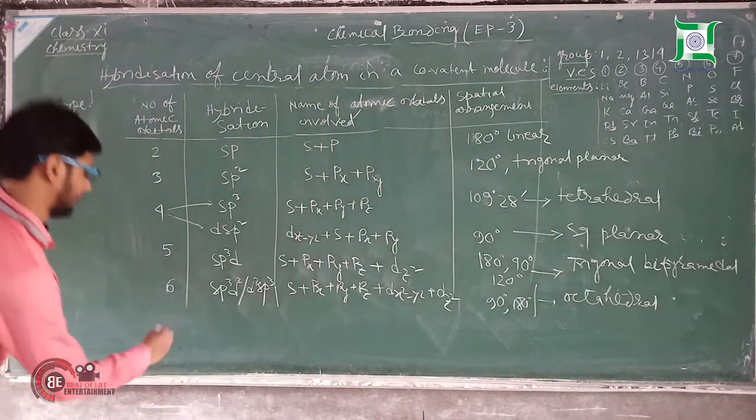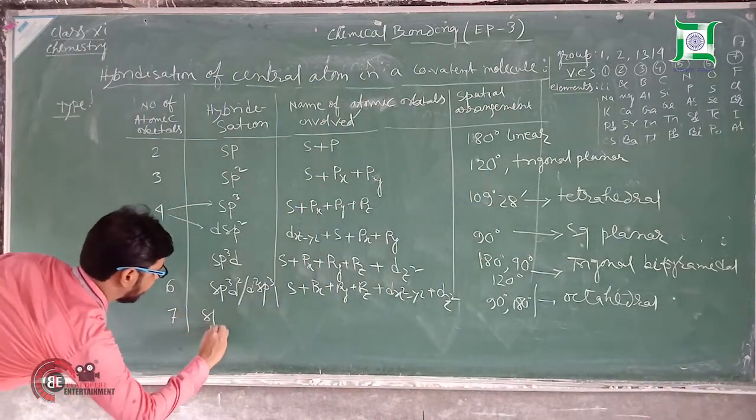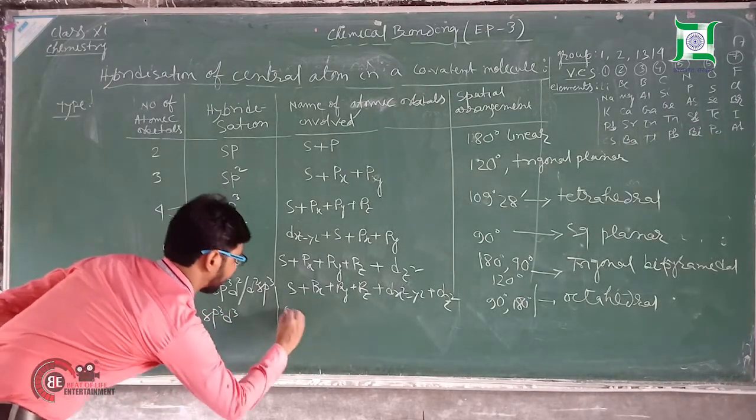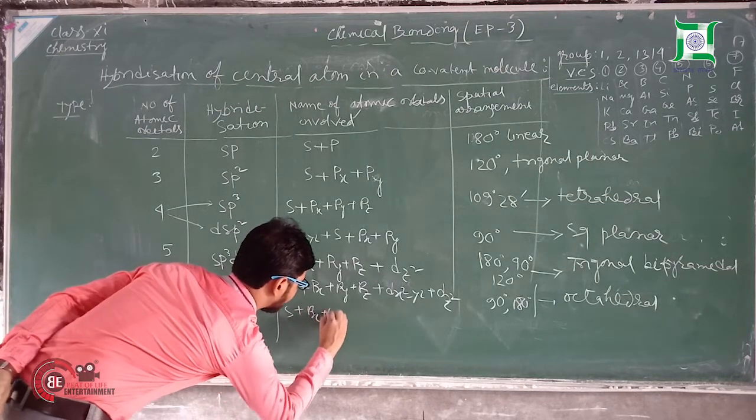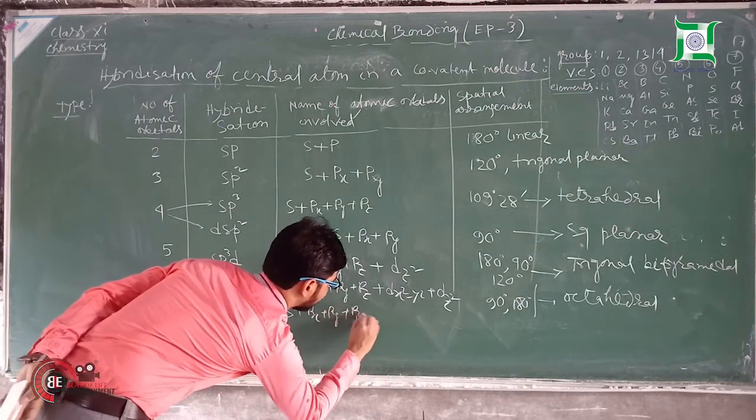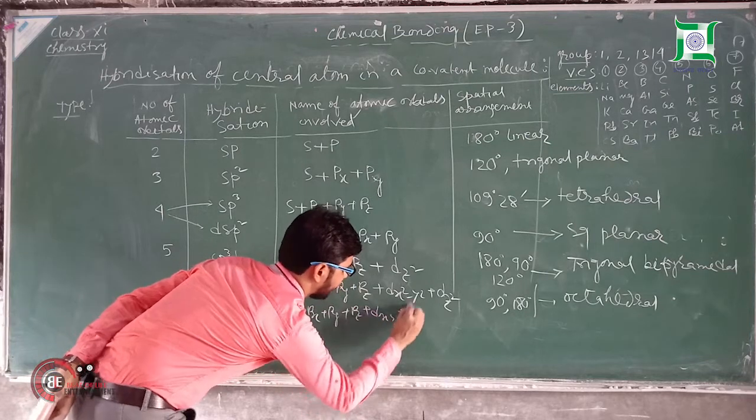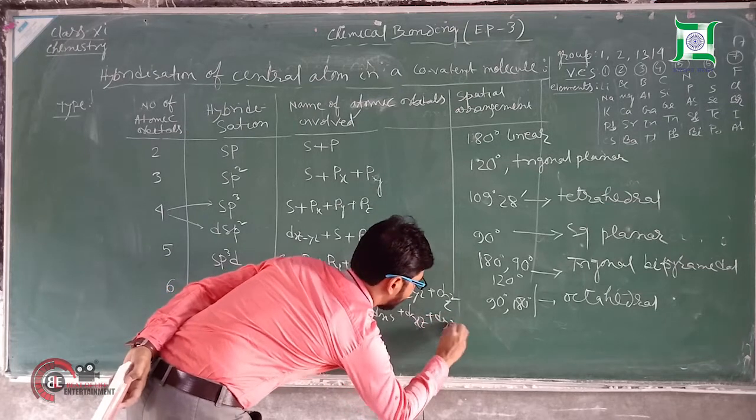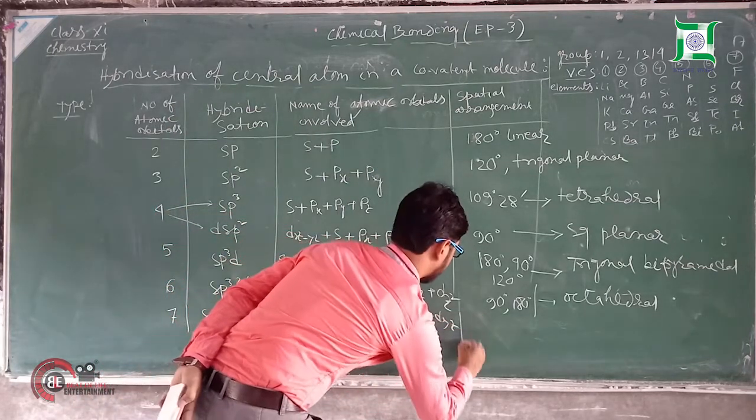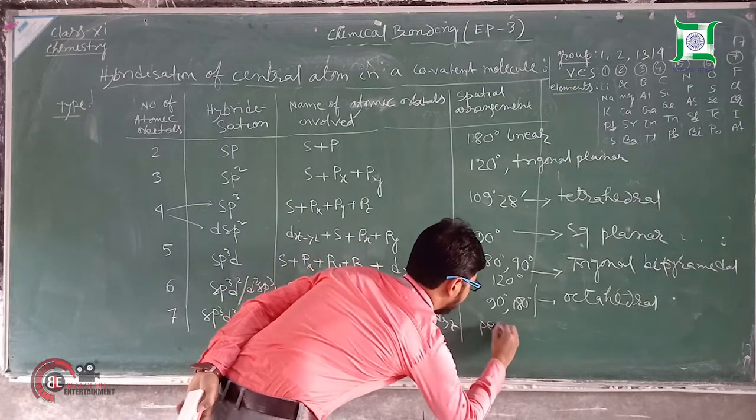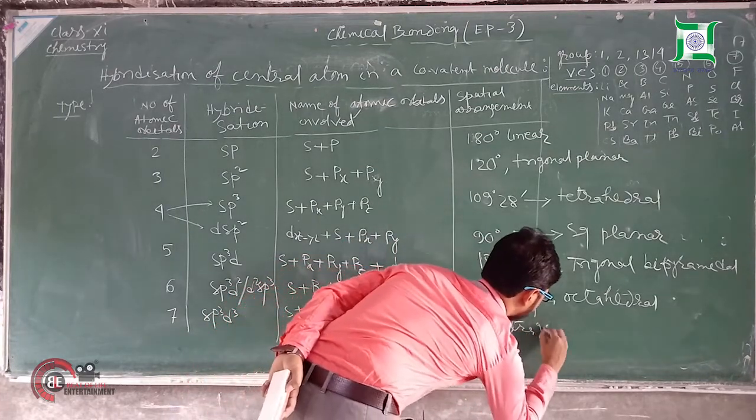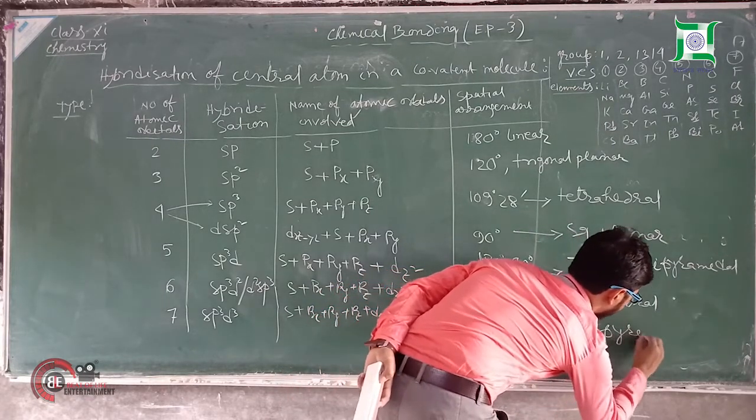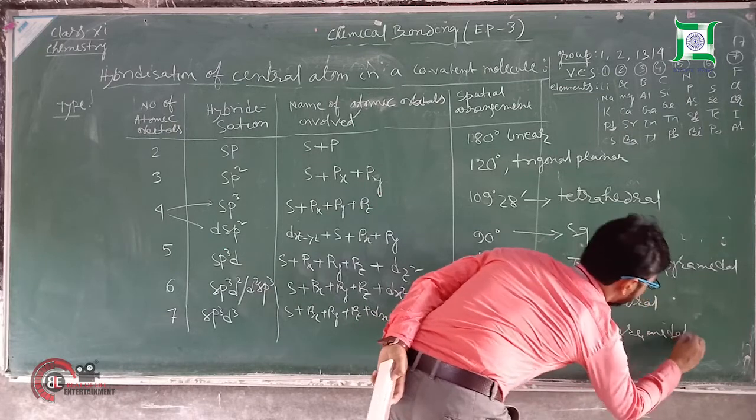And another one, if there is 7, so it will be sp3d3 hybridization with s plus px plus py plus pz plus dxy plus dxz plus dyz with pentagonal bipyramidal geometry. Pentagonal bipyramidal. Clear?